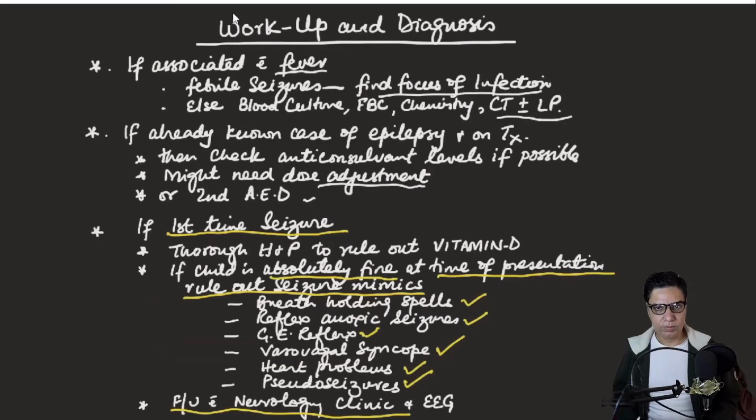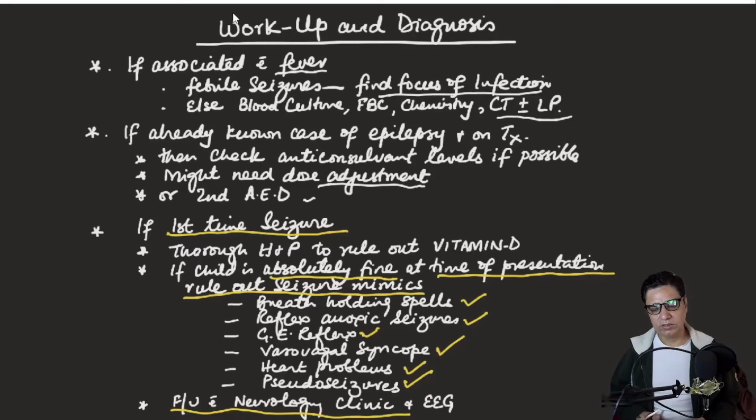Moving on to the workup and diagnosis. Now, I told you by and large the most common cause of seizure in children are febrile seizures. So anyone who comes with a seizure or a history of seizure, the first thing to ask is if they've got a fever. So if they've got a fever and they are within that age bracket, 6 months to 6 years, you should be thinking of febrile seizures.